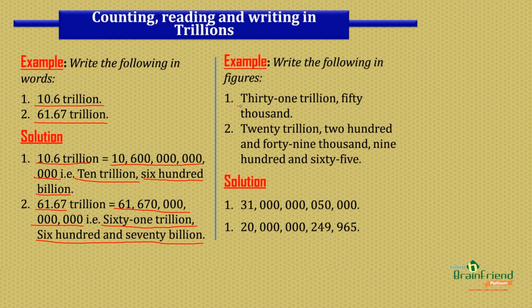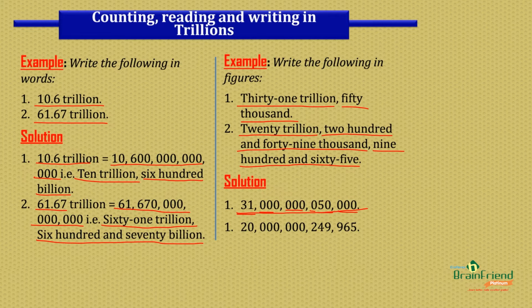Now, to the next example, write the following in figures. We have 31 trillion 50,000 and 20 trillion 249,965. So, 31 trillion and 50,000. Of course, in this kind of situation, it is important to know the proper place value of your figures, fix the numbers in their right position, and then fill up with zeros, as we have here.